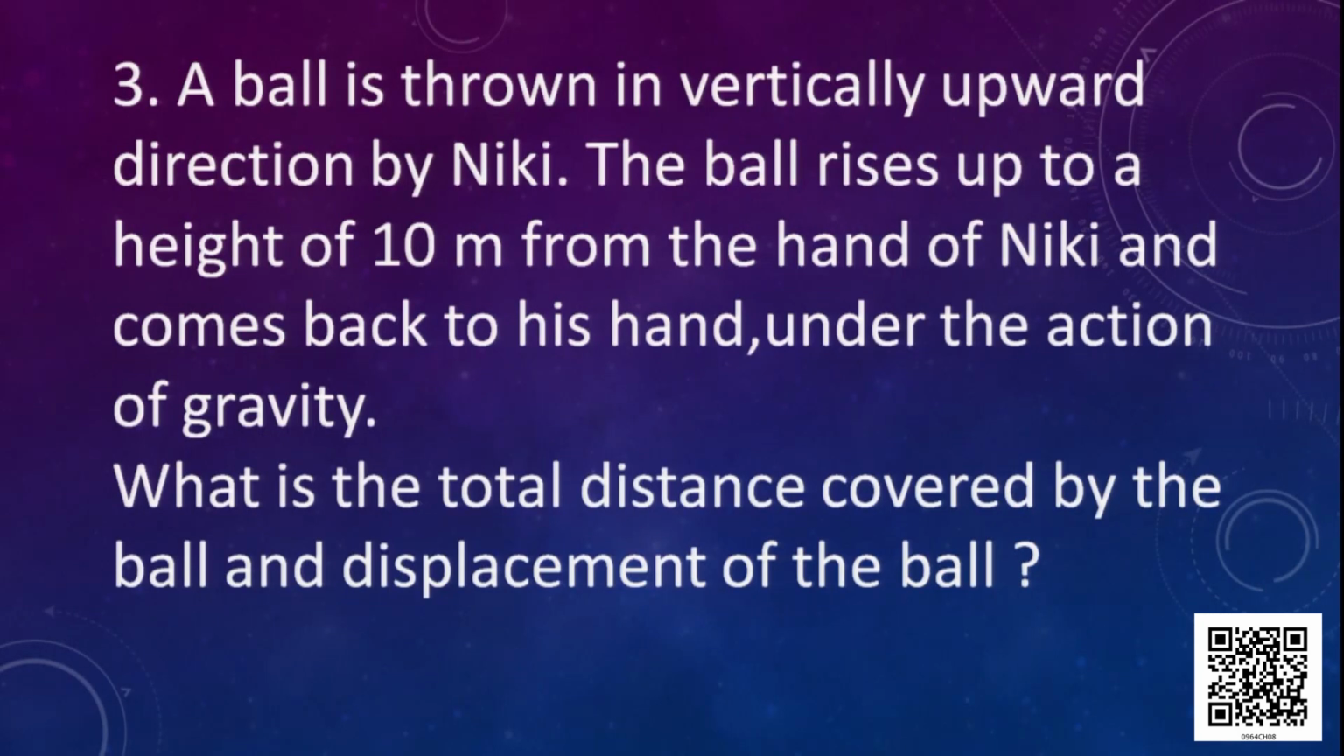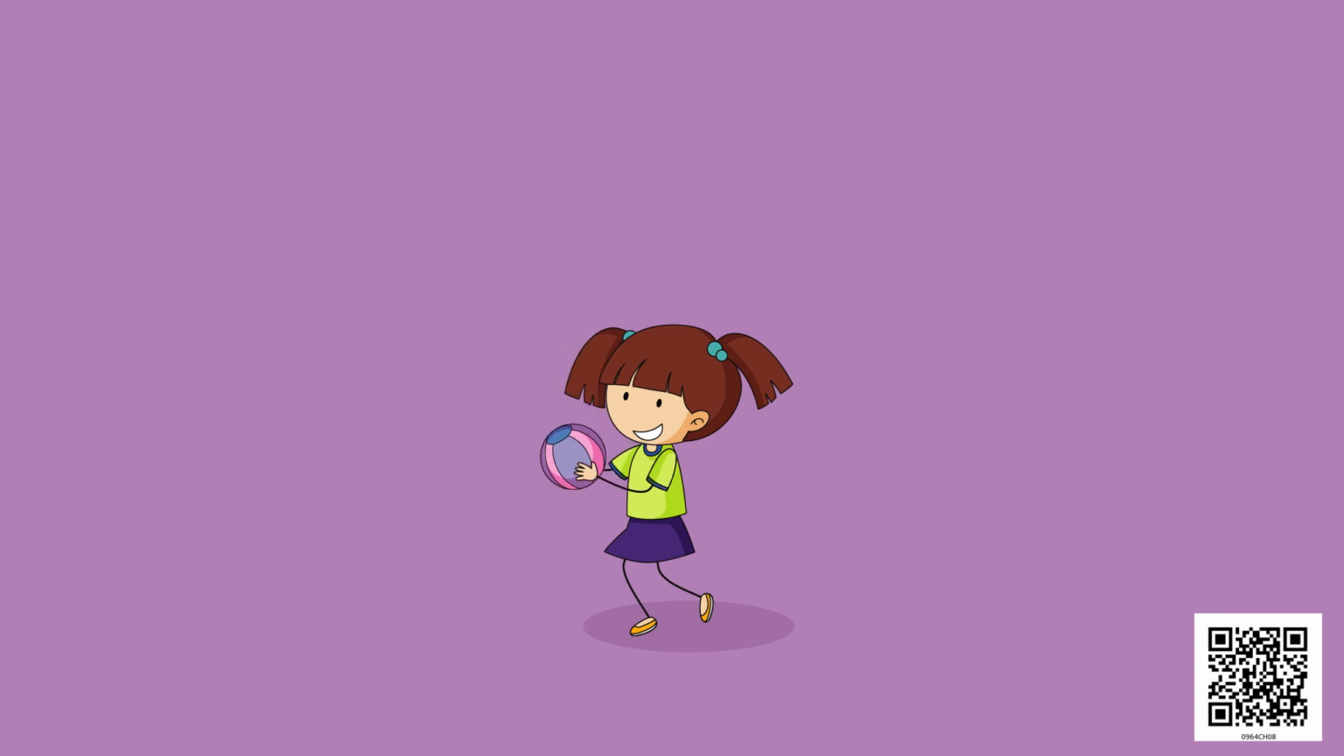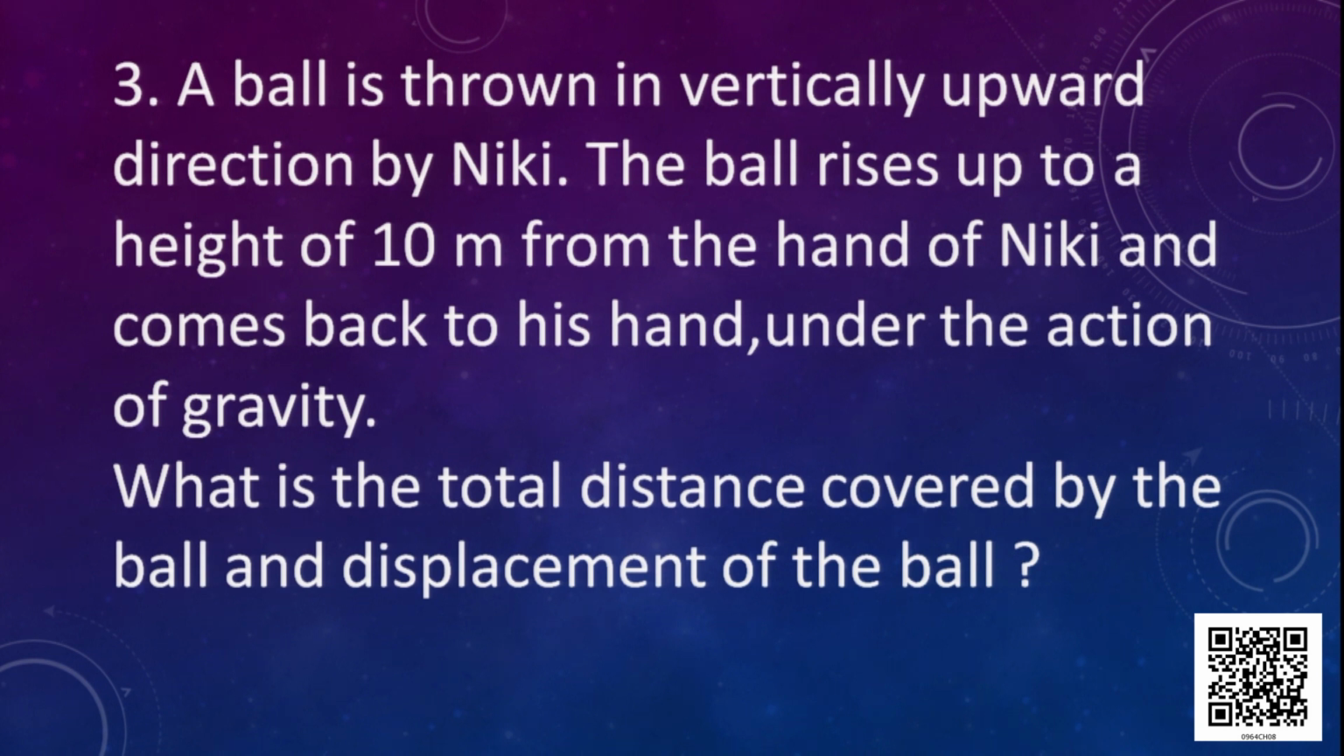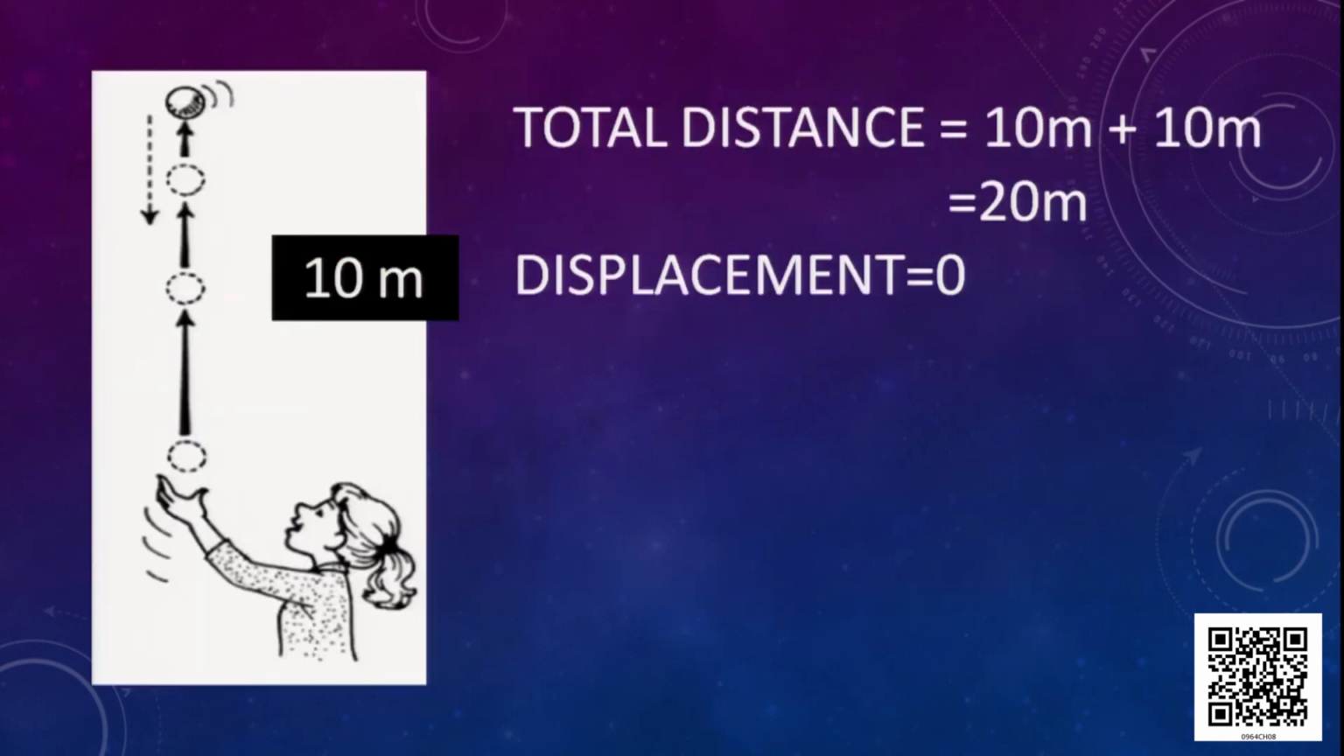Let us see the third question. A ball is thrown in a vertically upward direction by Nikki. Nikki is standing on the ground. She is playing with the ball and she is throwing the ball in a vertically upward direction. The ball rises up to a height of 10 meter from her hand and comes back to her hand under the action of gravity. Now the question is, what is the total distance covered by the ball and the displacement of the ball? You see this picture: Nikki is standing, throwing the ball vertically upward, and the ball is moving down under the action of gravity.